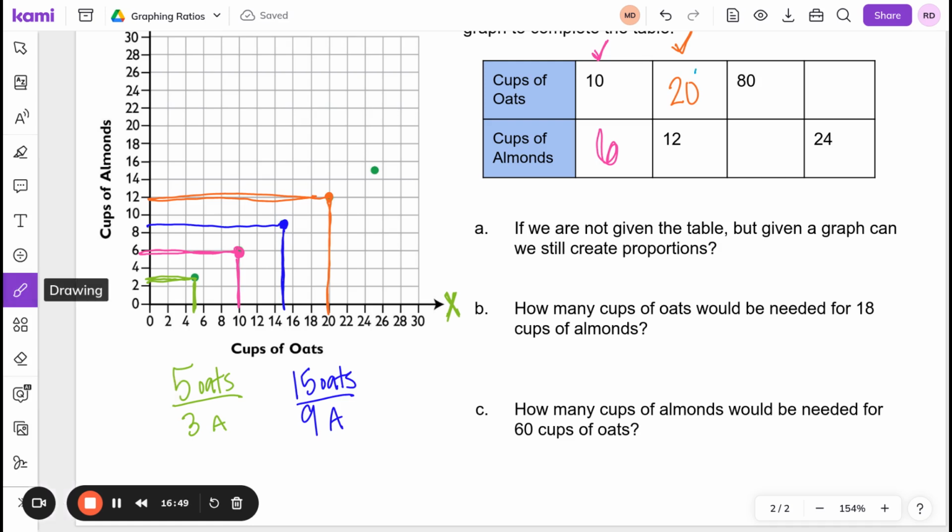So we're going to turn a 20 into an 80. We got bigger, so we're multiplying. And 20 times 4 is 80. Whatever you do to the top, you're going to do to the bottom. And 12 times 4 is 48.